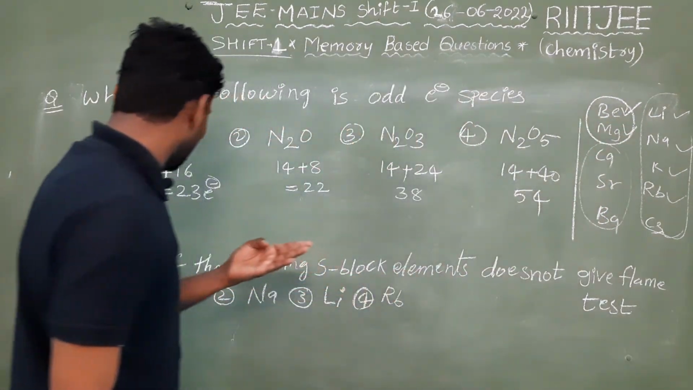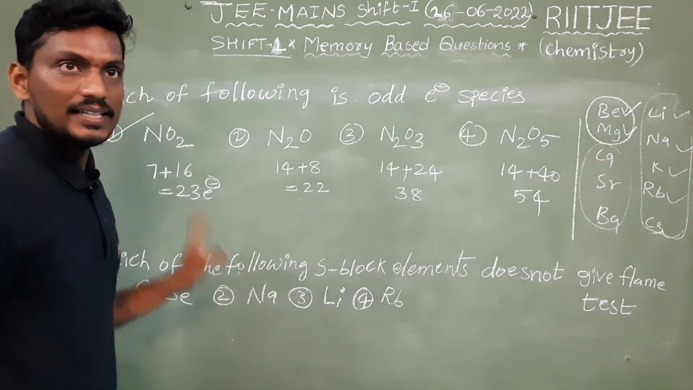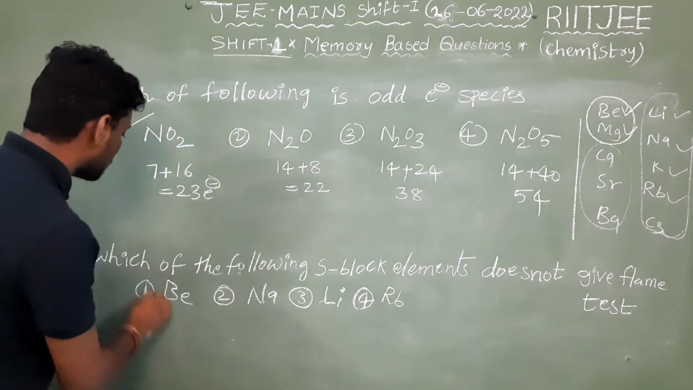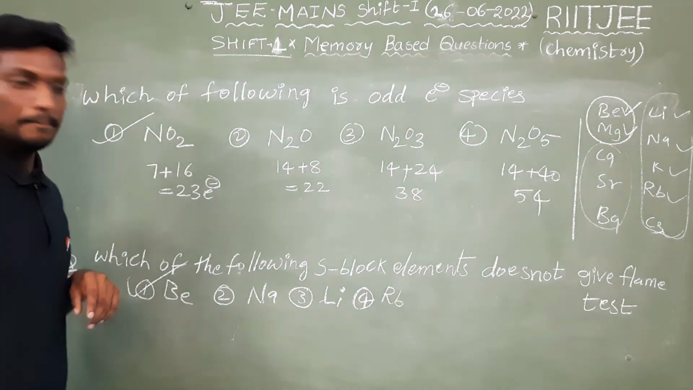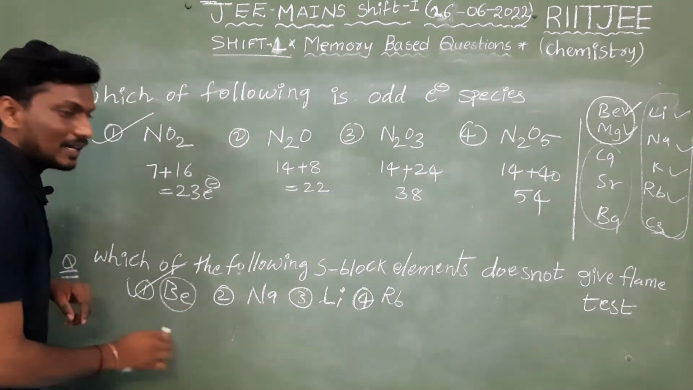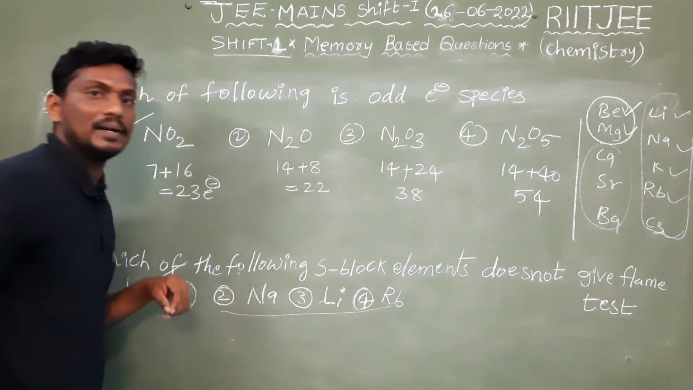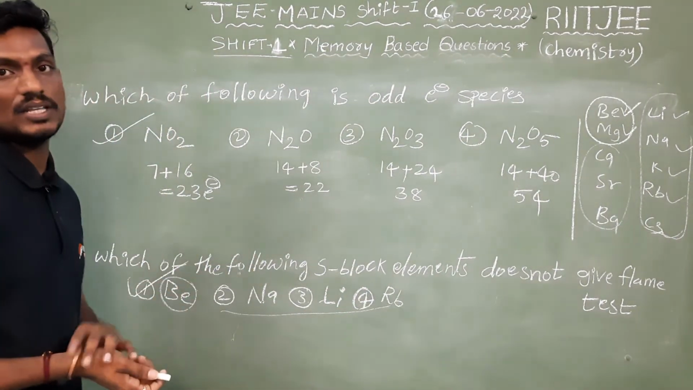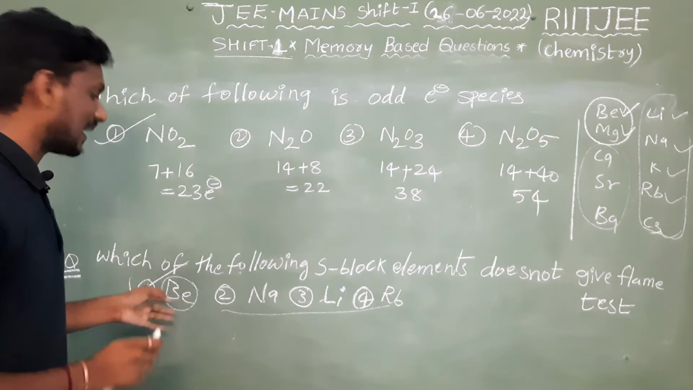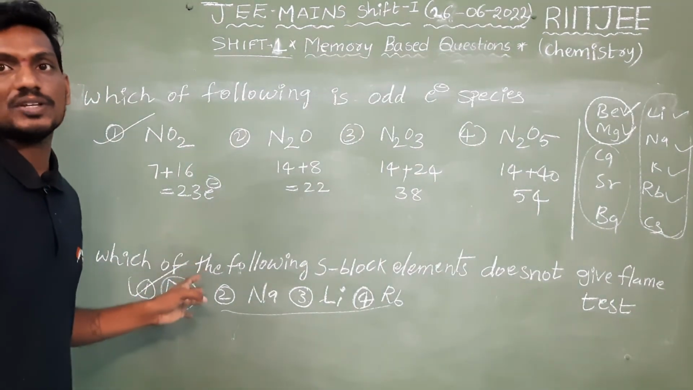So which option contains beryllium and magnesium? See, in this question 3 options are first group elements. All the first group elements will show the color. Ultimately the option is the first option. Beryllium doesn't show the color. The rest of the elements are first group elements, which will show the color with the flame test. The right answer of the question is the first option, my dear student.